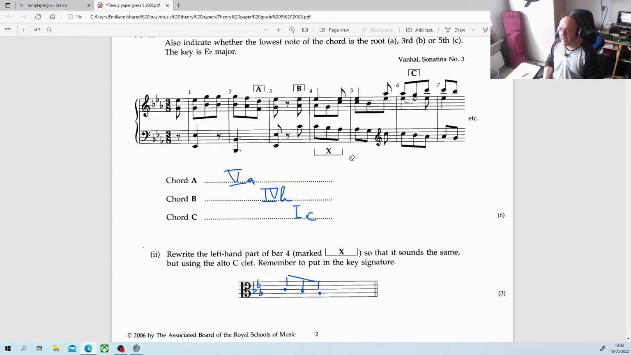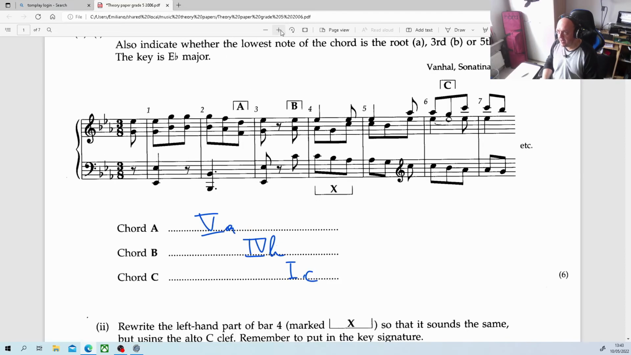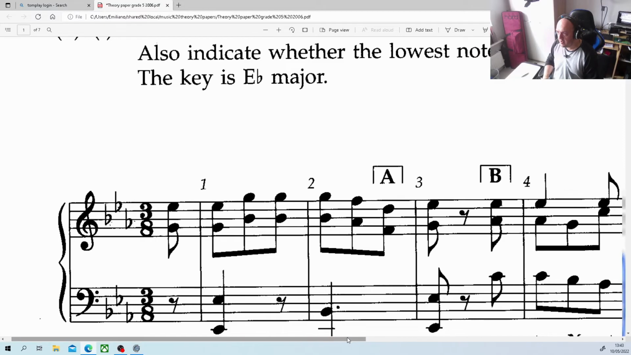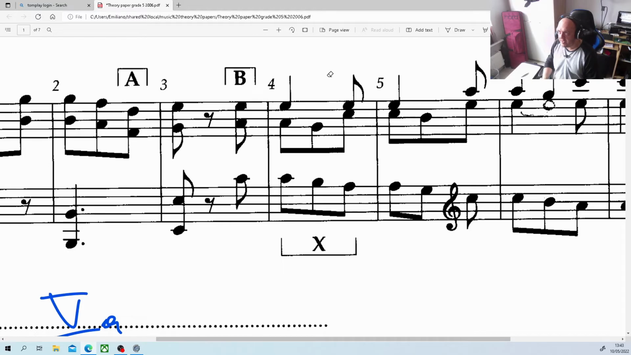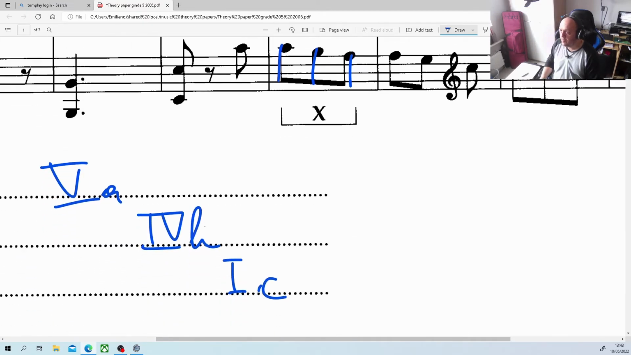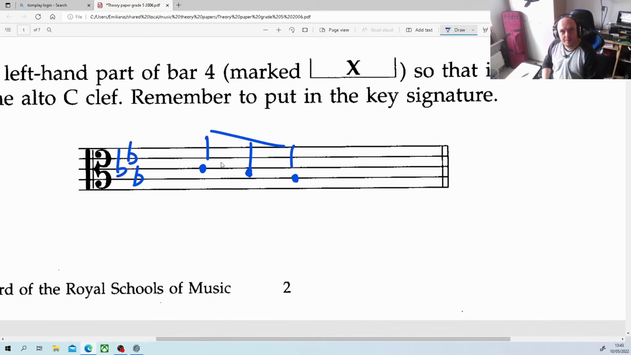Now, stem direction. Don't be tricked by the stem direction. In the bass clef here, the stems are going down, because obviously the notes are high up on the staff. The notes are up here, so the stems are going down. But the moment I put those notes in the alto clef, you see the way they're going down that way, so the stems look better going up.